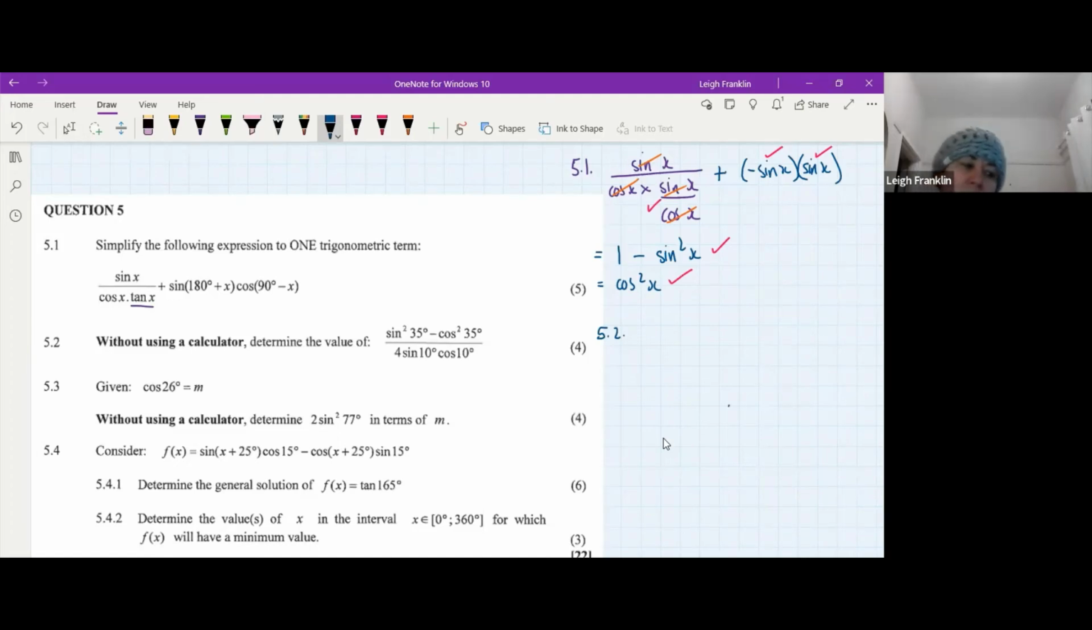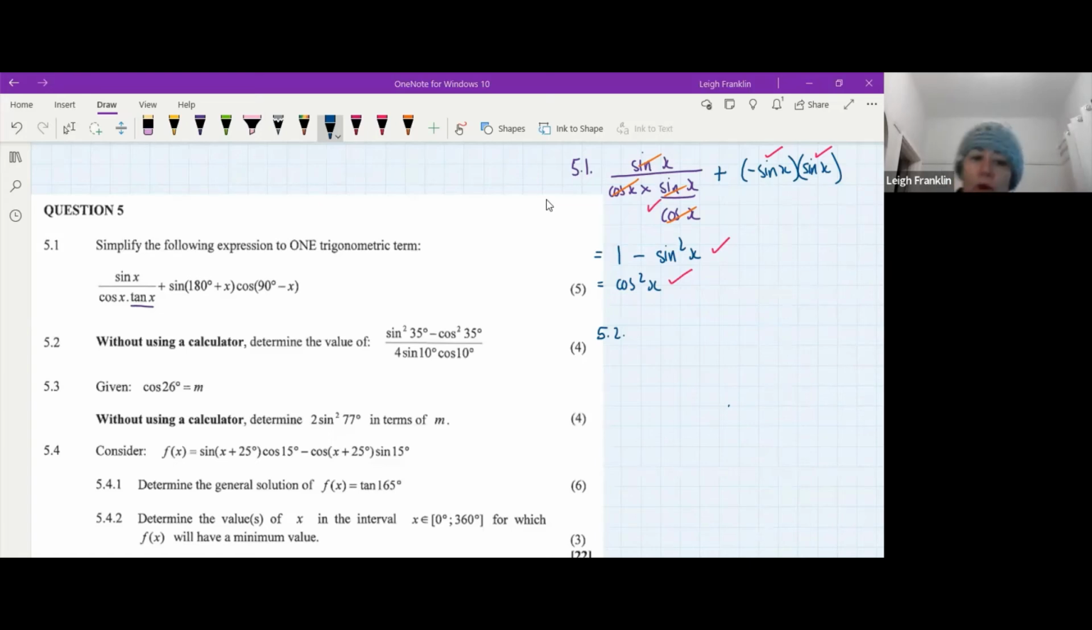It looks similar to something, but there's just a little something that's wrong with it. It does, Aisha. It looks like cos 2x, like a cos double angle. But the problem here is that the sine squared 35 is the one that's positive, and the cos squared 35 is the one that's negative.